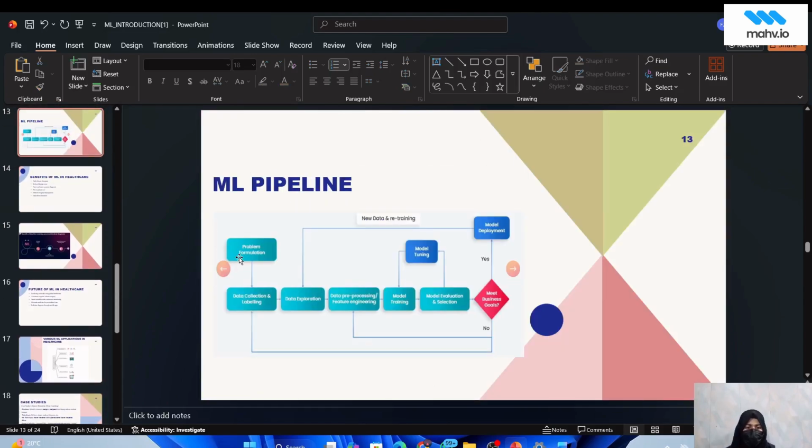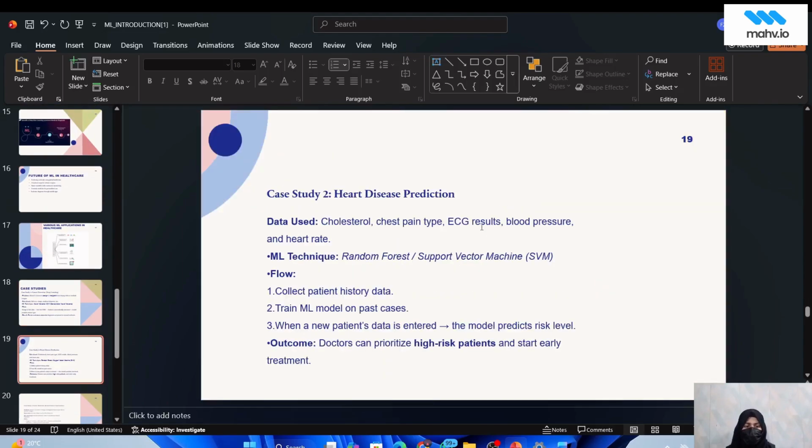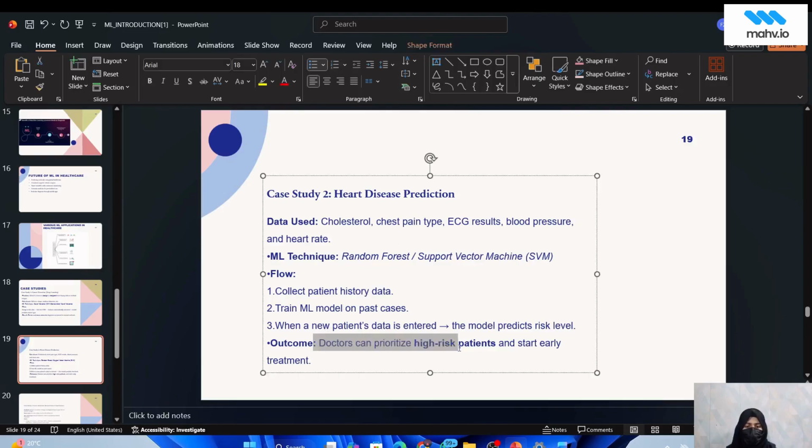What is your problem, then you collect the data, explore it, pre-process it, model training, evaluation, and if it is meeting your goals, then we deploy it. These are the main pipeline steps, but in summarized form: collect patient history data and train models on the past data. When new patient data is entered, your model can identify the outcome, so the doctor can prioritize the high-risk patients and start early treatment.